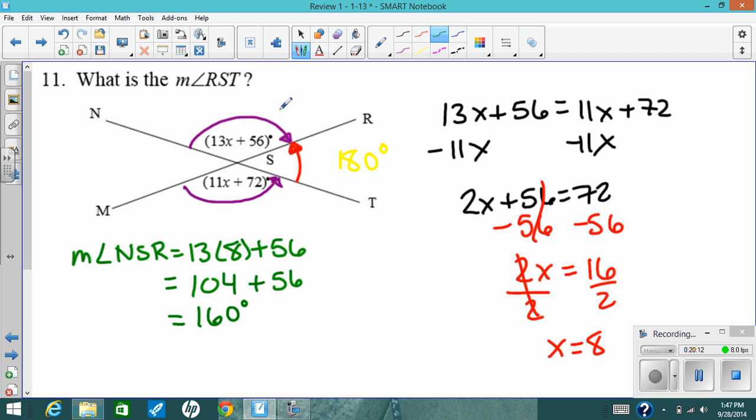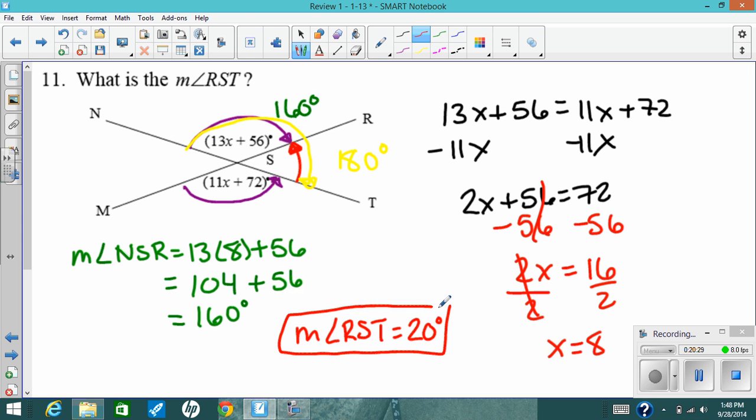So NSR is 160 degrees. NSR plus RST should be 180 degrees. So that makes the measure of angle RST 20 degrees. You need to make sure that you're careful here answering the question. We didn't ask for X, but we needed it. We didn't ask for angle NSR or MST, although it helps. What we really want to know is RST, and that is 20 degrees.